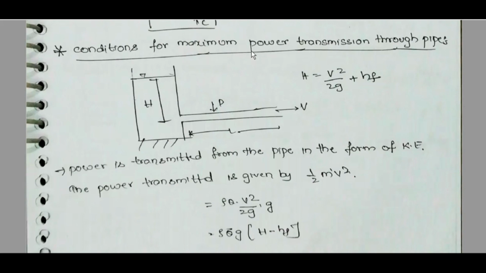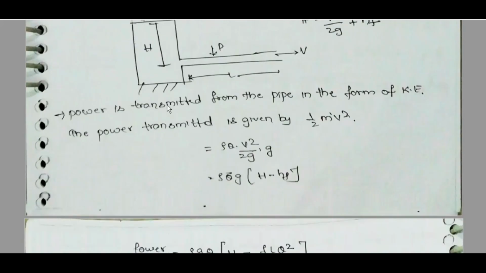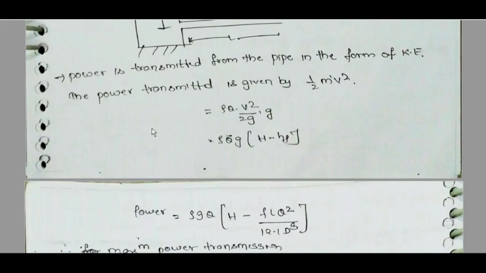Conditions for maximum power transmission through pipes. Capital H is equal to V square by 2g plus hf. Power is transmitted from the pipe in the form of KE. Power transmitted is given by half m dot V square, which is equal to rho Q V square by 2g, which is equal to rho Q g into (capital H minus hf). Power is equal to rho g Q into (capital H minus flQ square by 12.1 d power 5).